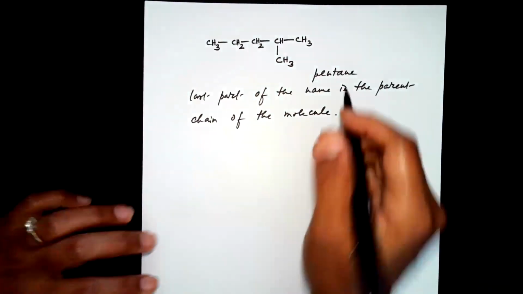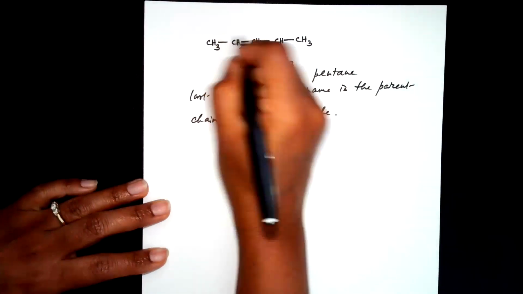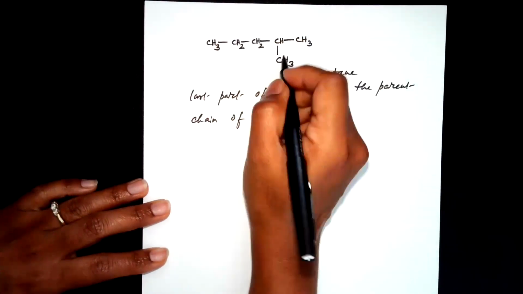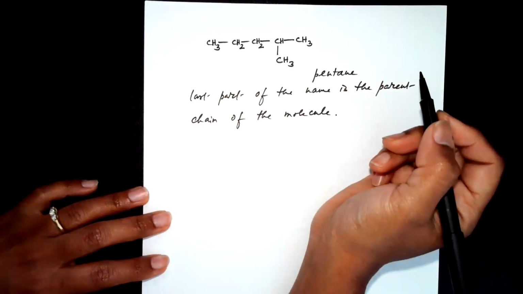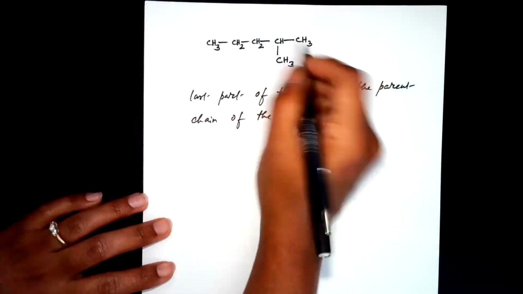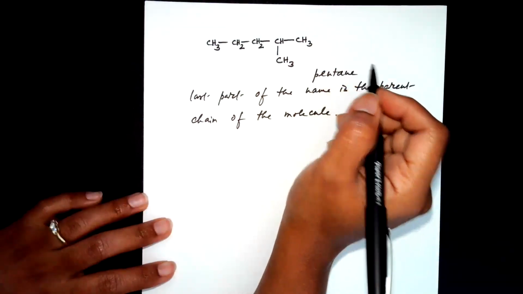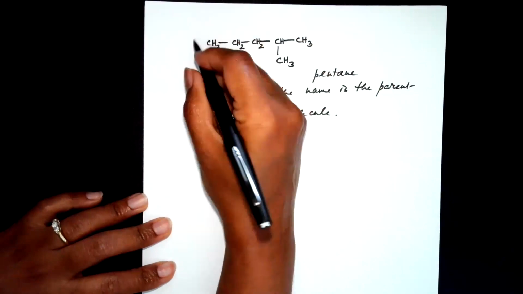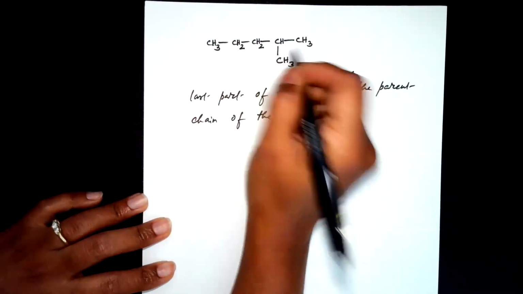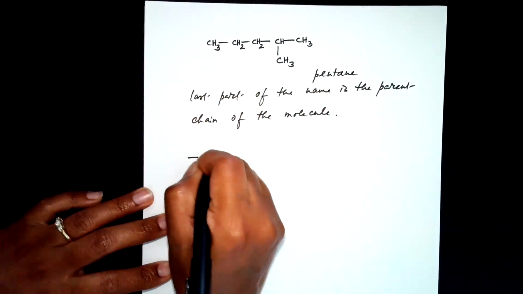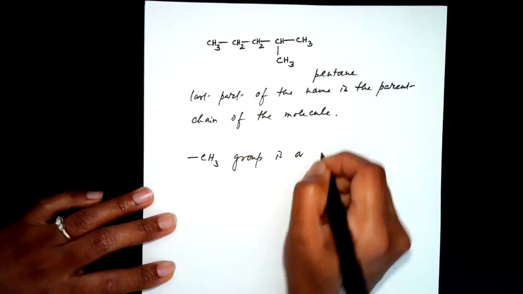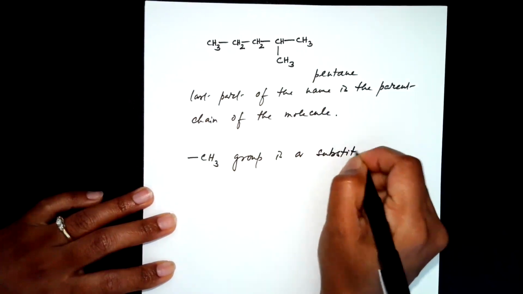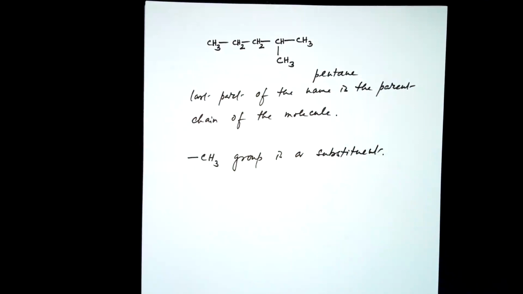Now, when I said the name pentane, I only accounted for this part of the molecule. I haven't said anything about the CH3 that's hanging on to one of the carbons. The part of your molecule that did not fall within the longest carbon chain is known as a substituent. So your CH3 group here is a substituent. That is the part that is hanging on to the parent chain.